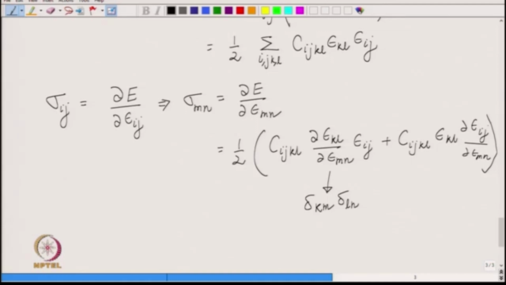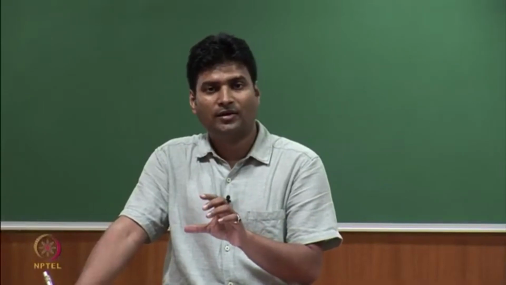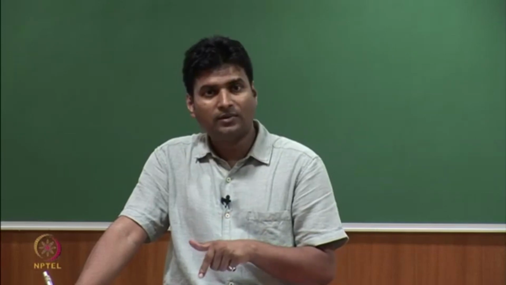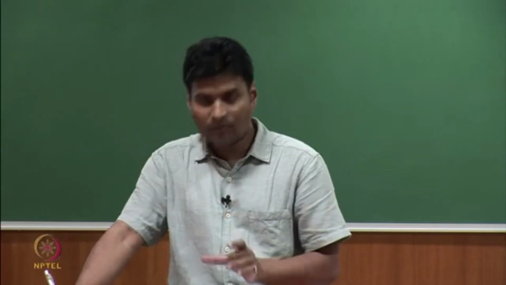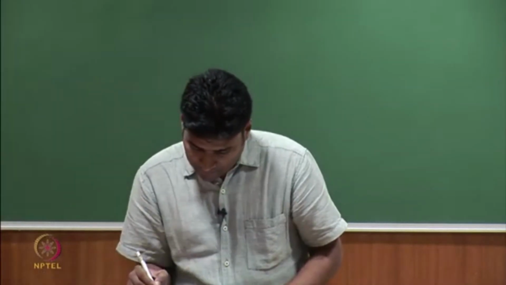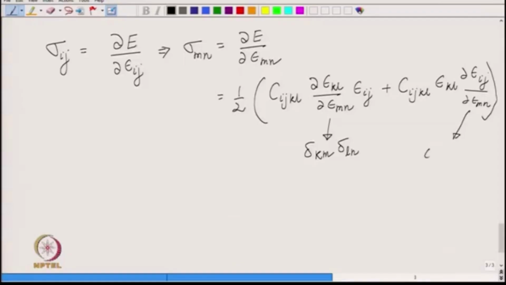Of course, we know that strain is symmetric. So, epsilon 12 is same as epsilon 21. So, it gives some extra complication while taking the derivative, but let us forget about that for this calculation here. Okay. Likewise, this one would be delta im times delta jn. And what does Kronecker delta do?